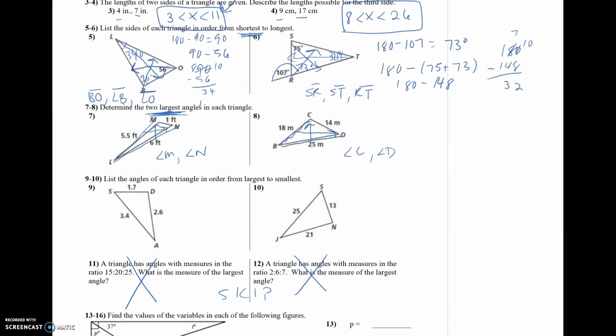All right, moving down to 9 and 10, really similar questions here. List the angles in order from largest to smallest. The largest, again, is opposite the longest side. So the largest would be D. The next largest is opposite the next longest side, so that should be S. And then the smallest is opposite the smallest side, that should be angle A. Coming over to number 10, same thing. The largest angle is opposite the longest side. So then next would be angle S. And then if 13 is the smallest, angle J is the last one.